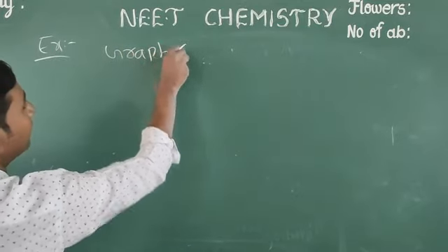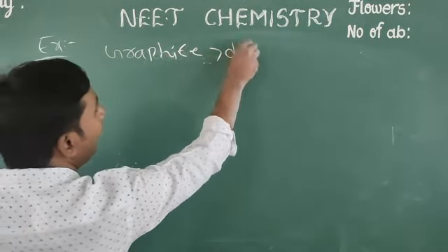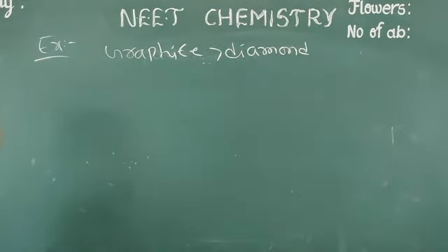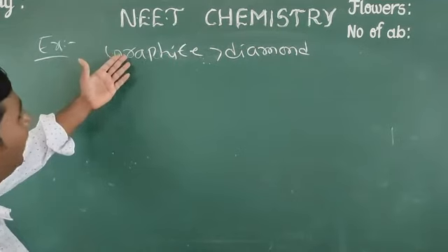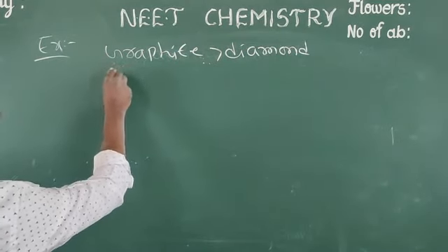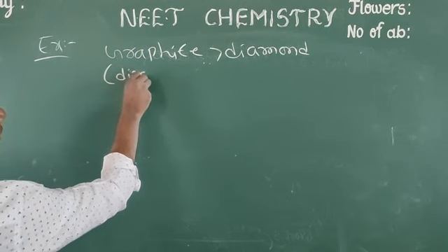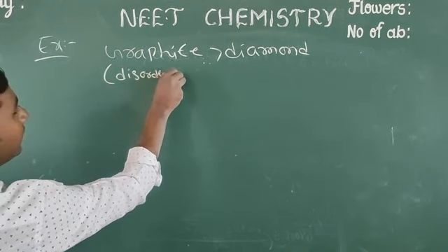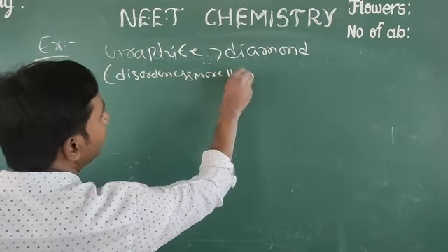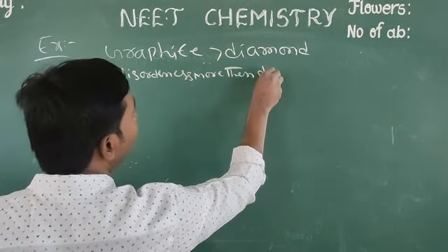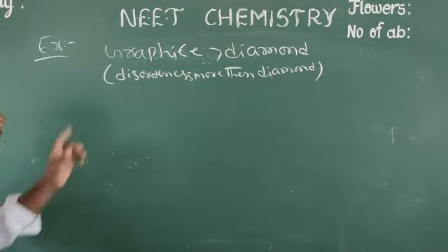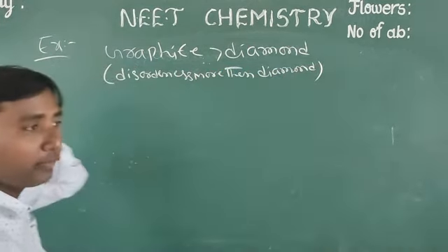Graphite has more entropy than diamond, because in graphite the disorderness is more than in diamond.